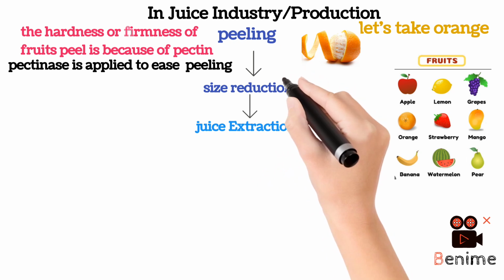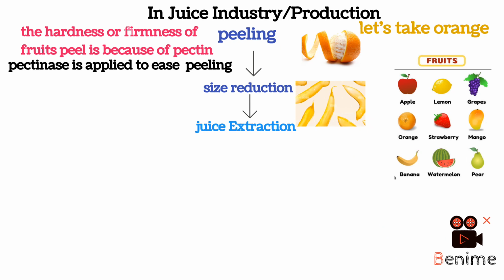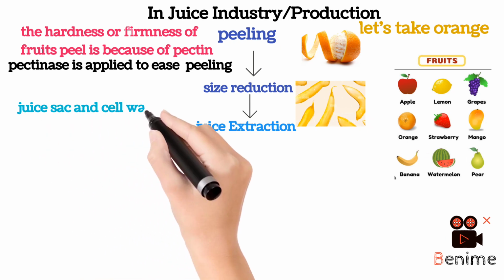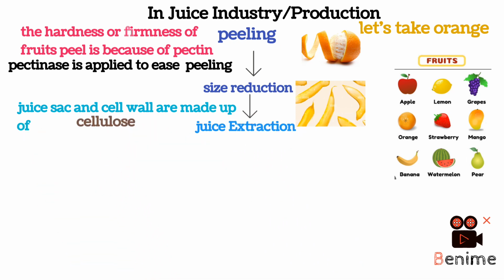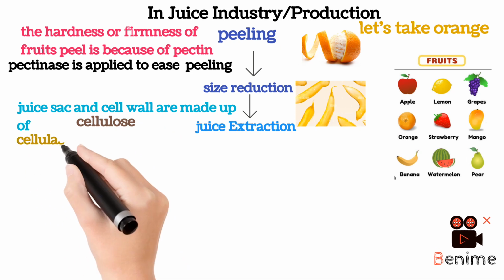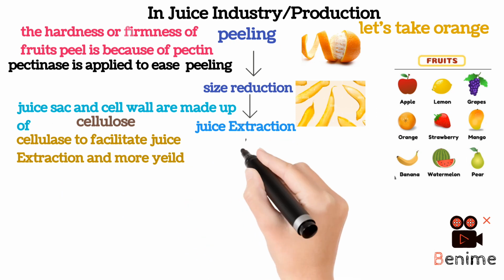The next step is juice extraction. It is a stage where the juice is obtained. The juice sac and cell wall are made up of cellulose. More juice is retained. Applying cellulase facilitates juice extraction and more yield by breaking down the cell wall and the sac. So cellulase is added to facilitate juice extraction and more yield.